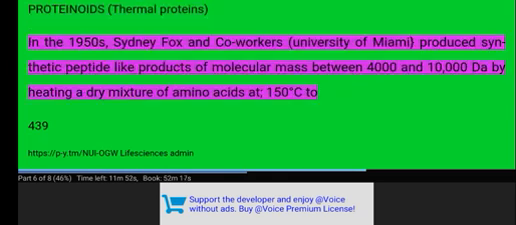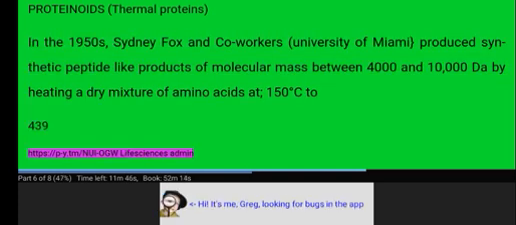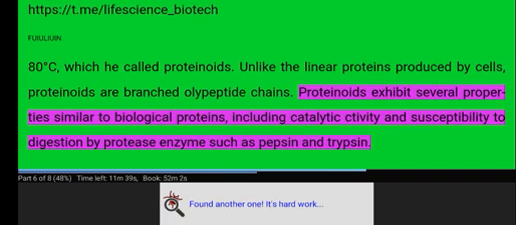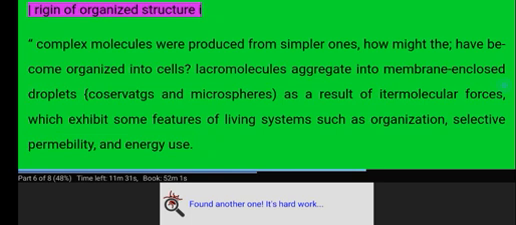Proteinoids, thermal proteins. In the 1950s, Sidney Fox and co-workers, University of Miami, produced synthetic peptide-like products of molecular mass between 4,000 and 10,000 Daltons by heating a dry mixture of amino acids at 150 to 180 degrees Celsius, which he called proteinoids. Unlike the linear proteins produced by cells, proteinoids are branched polypeptide chains. Proteinoids exhibit several properties similar to biological proteins, including catalytic activity and susceptibility to digestion by protease enzymes such as pepsin and trypsin.